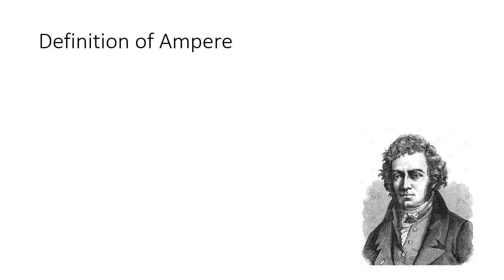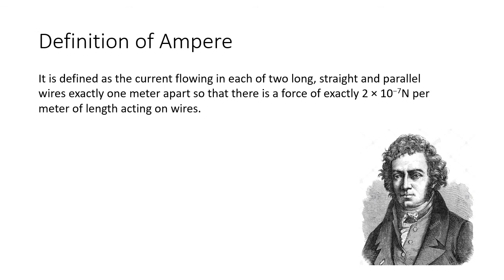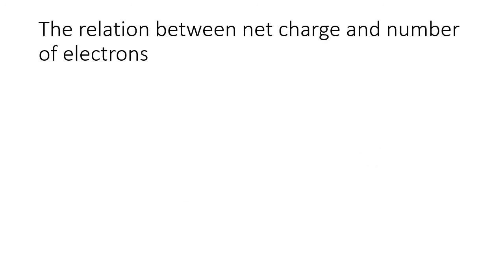And now we will see the definition of ampere. It is defined as the current flowing in each of two long, straight and parallel wires exactly 1 meter apart, so that there is a force of exactly 2 × 10^-7 newton per meter of length acting on the wires.